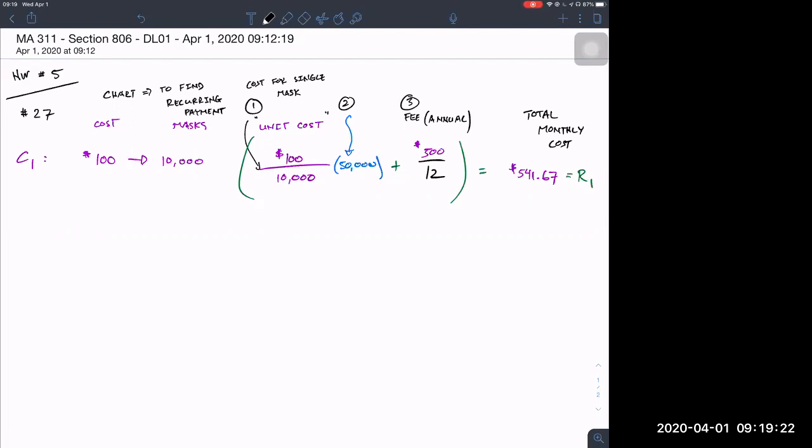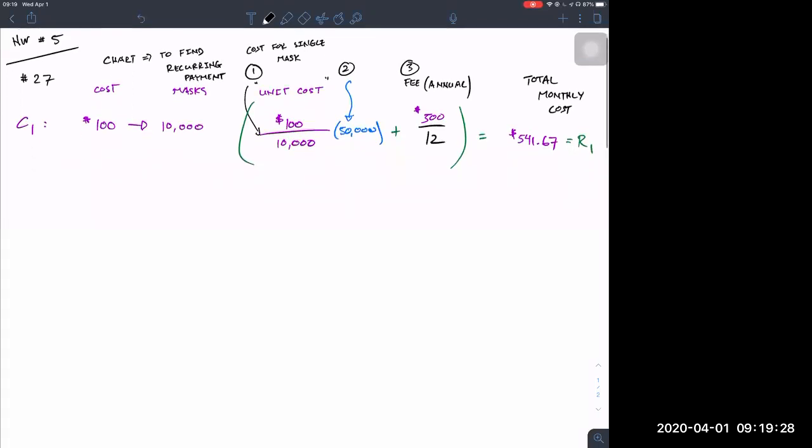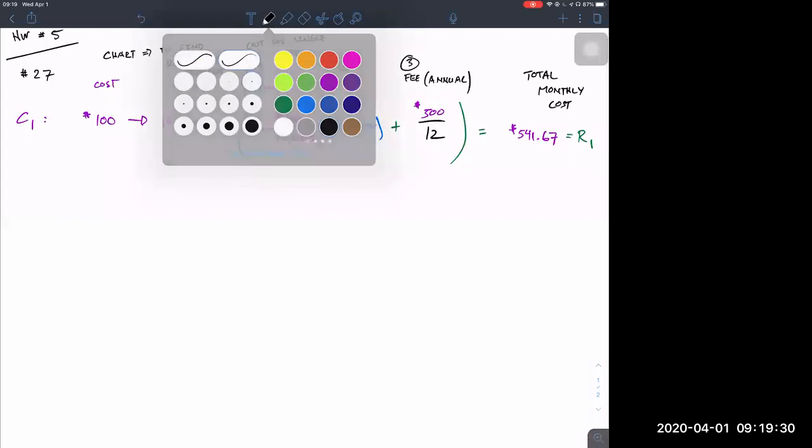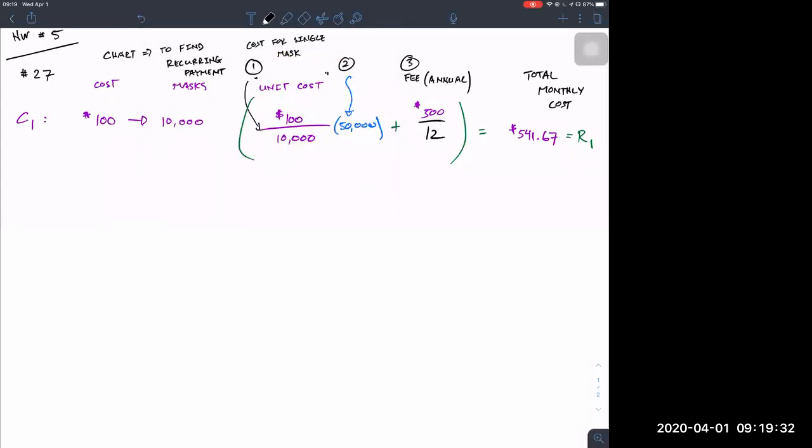Now, some students said that it wasn't this part they had trouble with, it was the annuity. So just in case, I'm going to scroll up just a touch. The annuity you need, as you already know, is a present value annuity, specifically this one. Where should I write this? I guess I'll write it here.